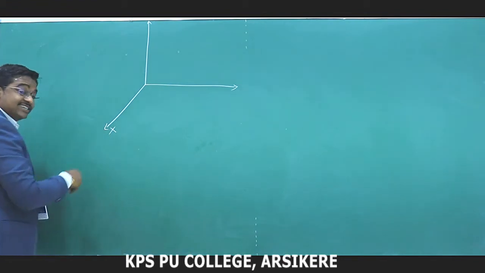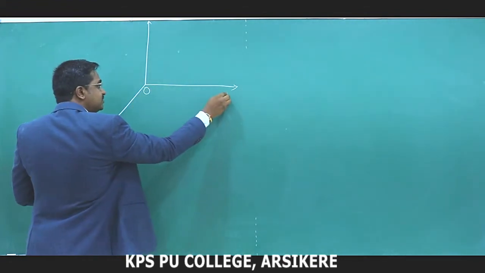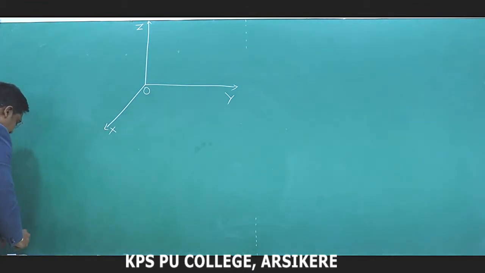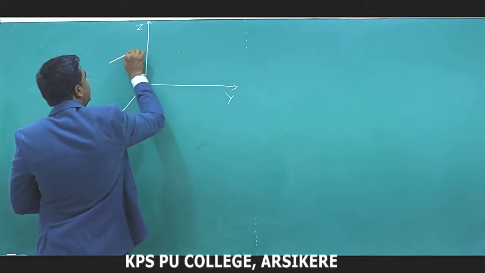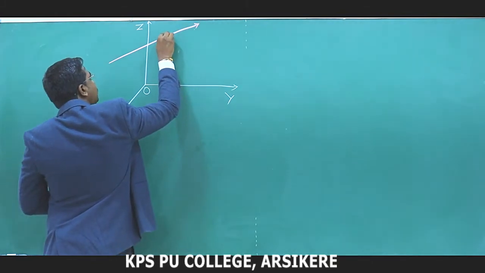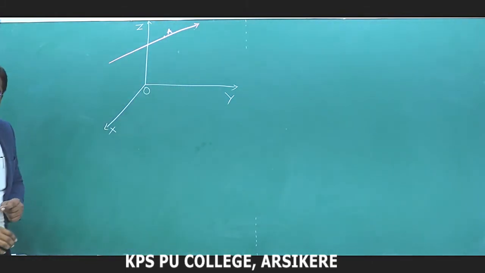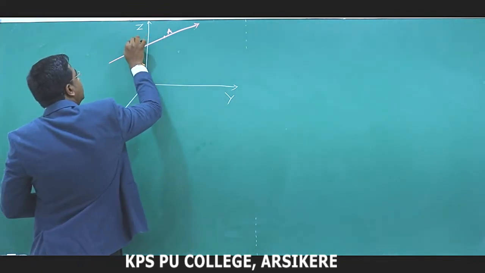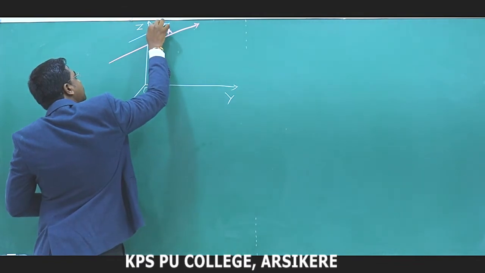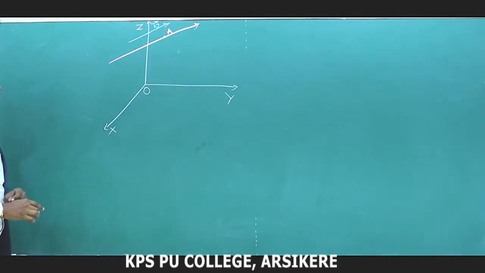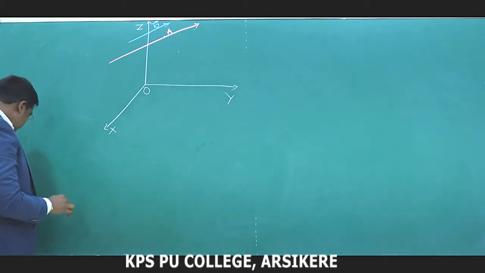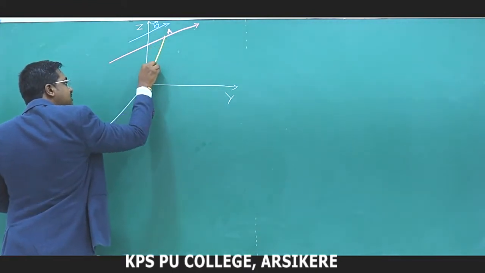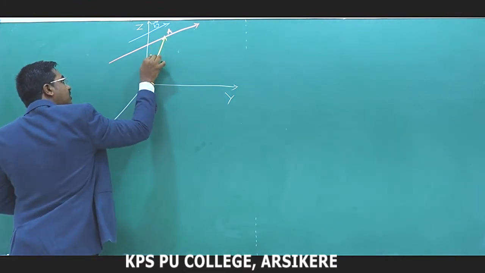I'll take this as your x axis, this will be horizon, this is y and this is z axis. Here we have the line, which is passing through the given point A and parallel to the given vector. I'll take this as your vector B, this is parallel to the vector B. And the position vector of the point A, I will take this as your vector OA and denoted by vector A.